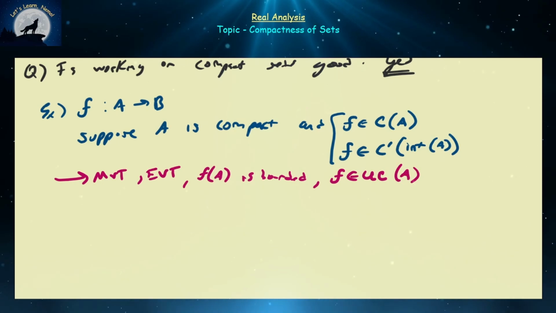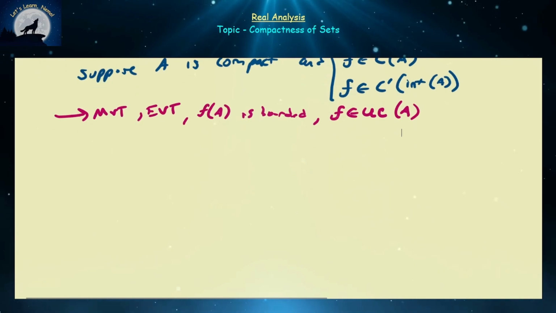So although we have proven the mean value theorem, the extreme value theorem, that f(A) is bounded, and that f is uniformly continuous on A without the idea of compactness, compactness gives us another perspective, another set of tools that we can use to verify such properties, right? So let us state a very conceptual question that one might be asking by this point.